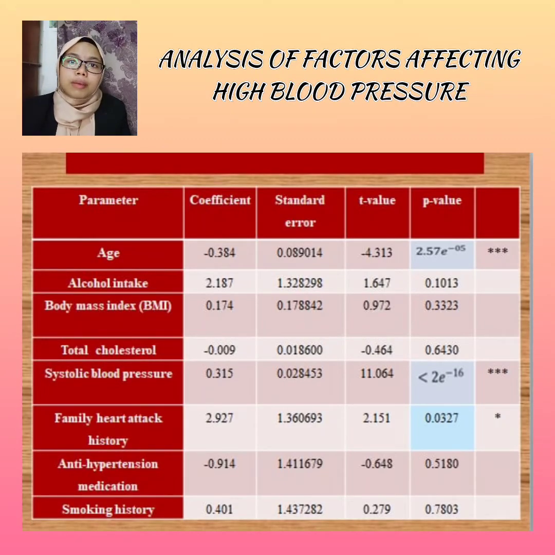Based on the decision table, we can see that there are three significant variables, which are age, systolic blood pressure, and family hereditary history. This is determined based on the p-value, where a variable with a p-value of less than 0.05 is identified as a significant variable.